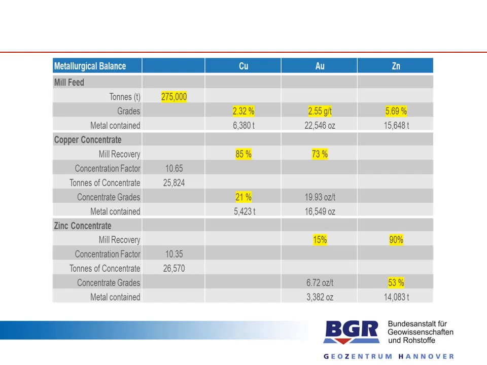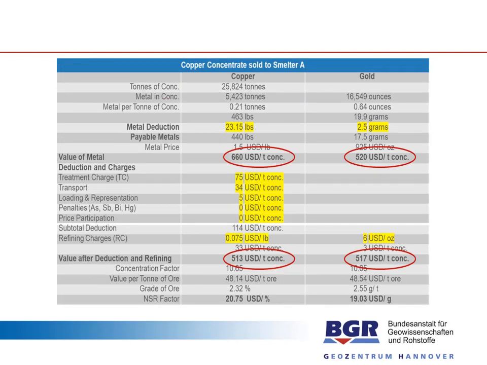The zinc concentrate contains 6.7 grams per ton of gold and 53% of zinc, with a very high recovery for zinc of 90% and 15% for gold. With the recovery and the concentrate grade, we know that the mine is producing almost 26,000 tons of copper concentrate, with a copper content of 5,400 tons.